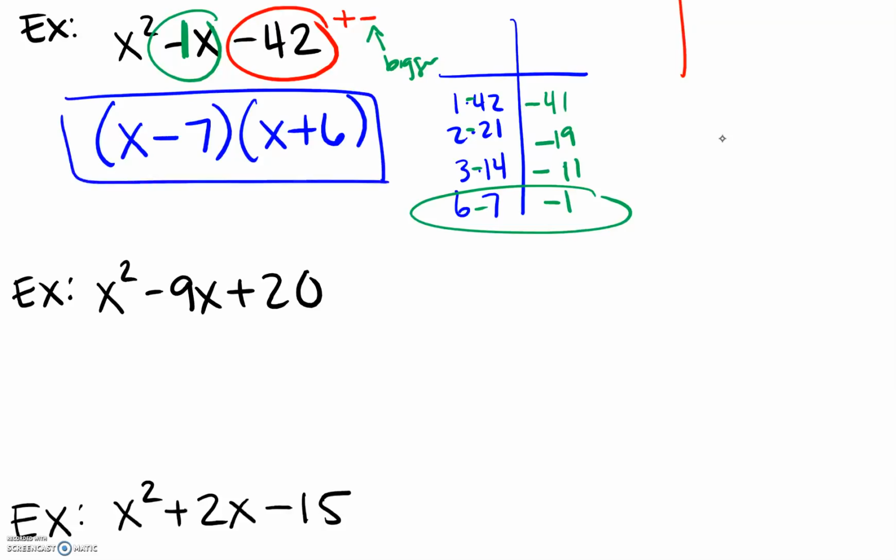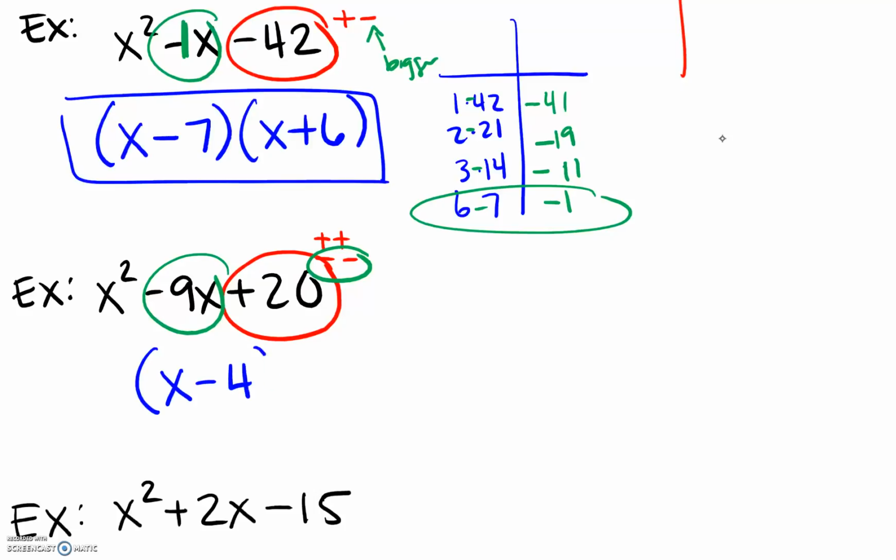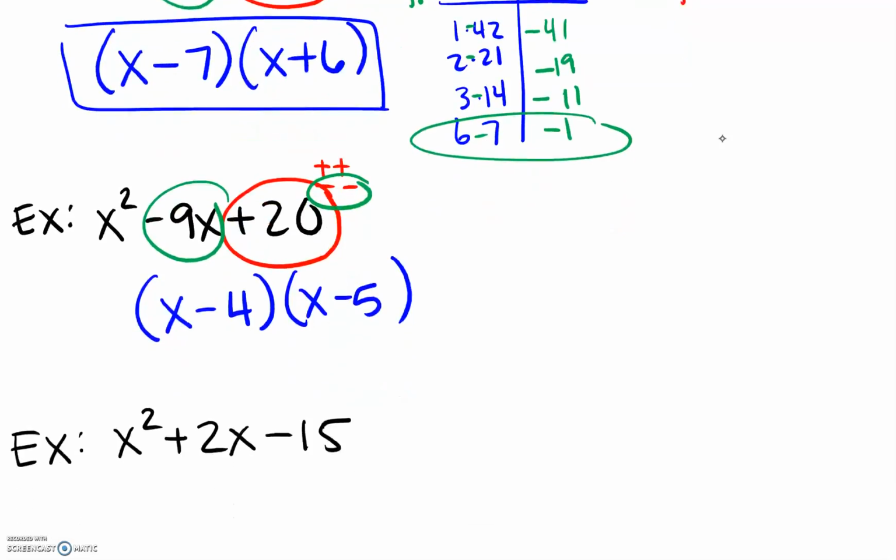All right, next one. We need to multiply to a positive 20. So that means they have the same sign, right? Either positive, positive, or negative, negative. Since my middle term is negative, it's got to be negative, negative. So again, you can make your list. I'm going to just jump us to the right answer. X minus 4, x minus 5. Negative 4 times a negative 5 is a positive 20. Added together, it's a negative 9.